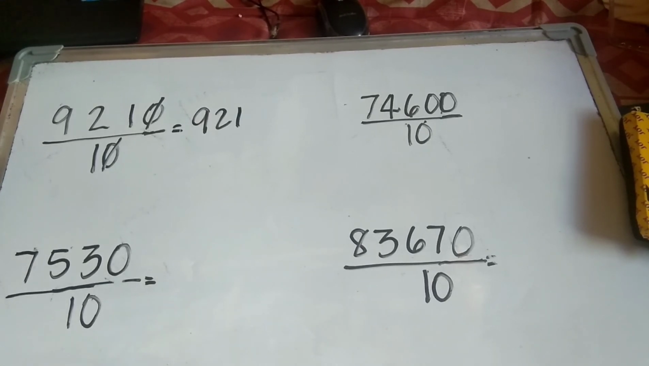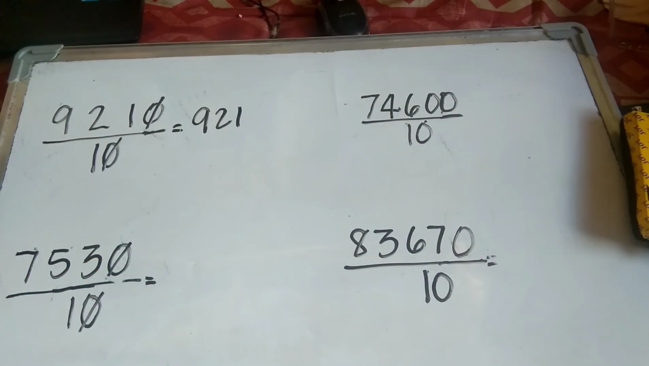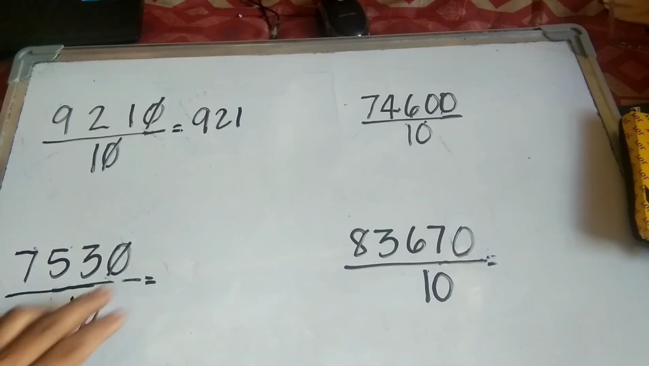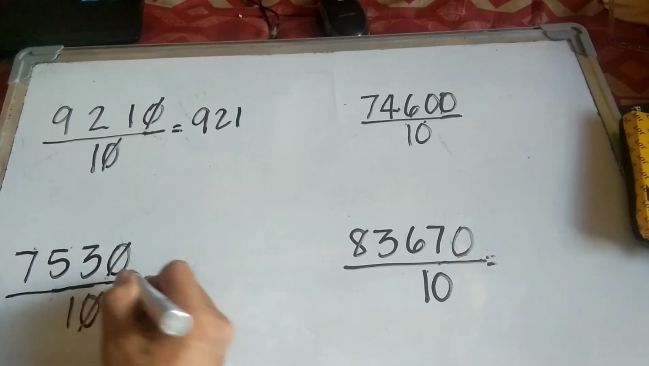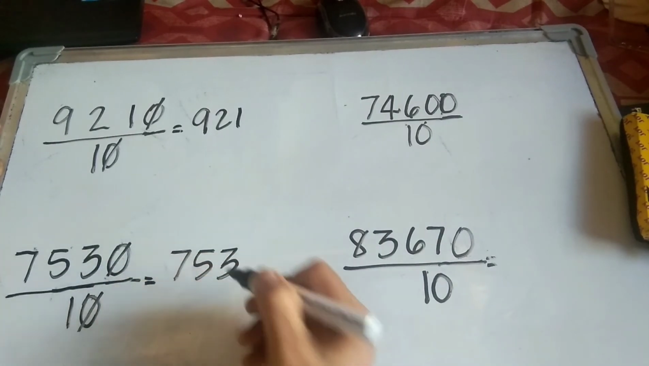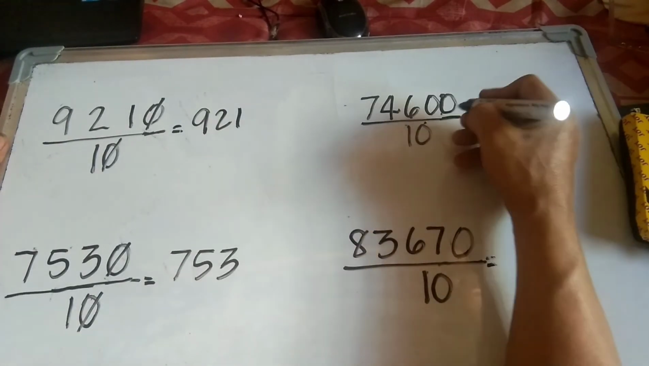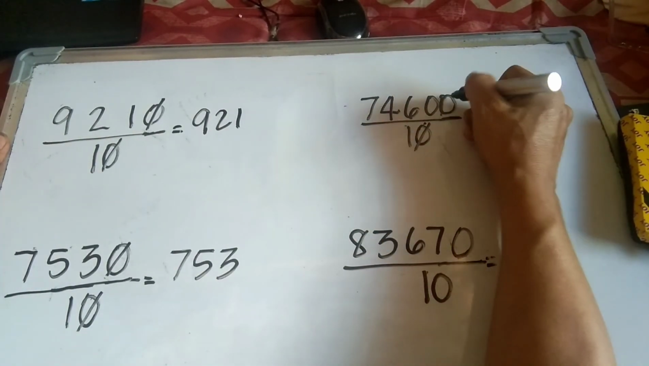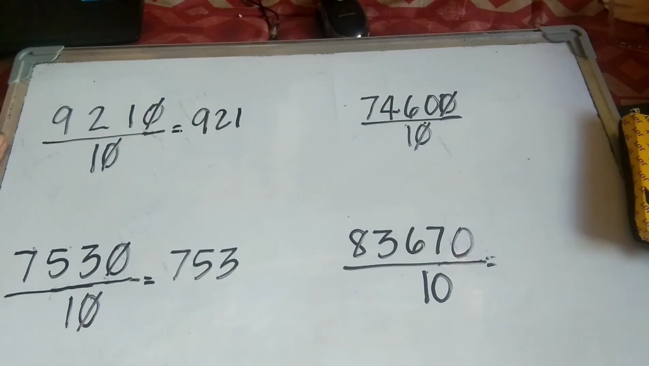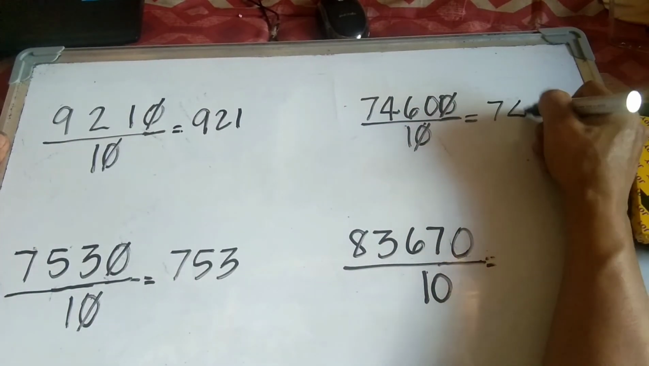Okay, this one, instead of dividing, we cancel 0 because there is 1 zero in your divisor. So cancel also 1 zero in your dividend. So what is left? 753. Because any number divided by 1 will still be the same. So again, you have 1 zero, so you cancel also 1 zero in your dividend. So what is left? 746.